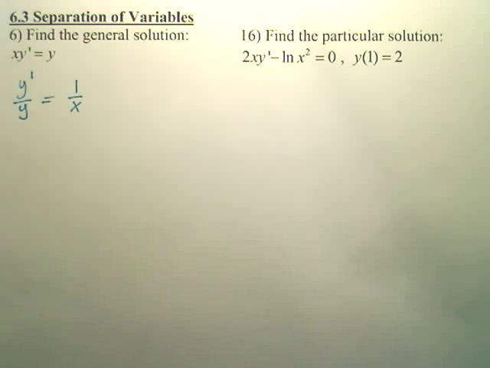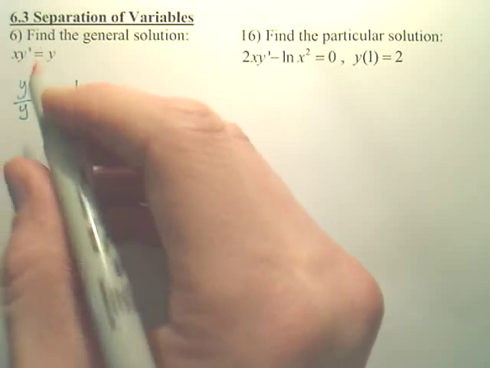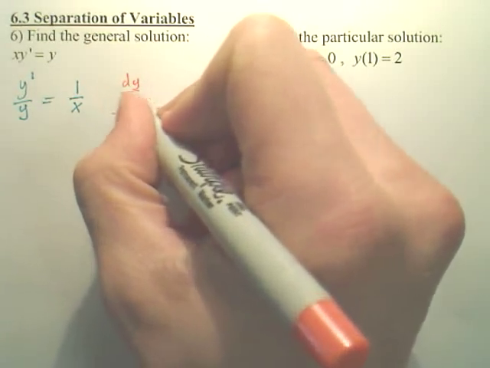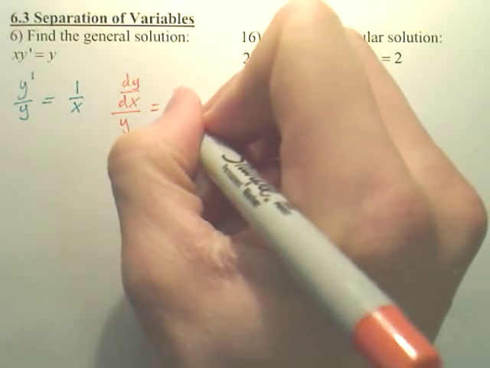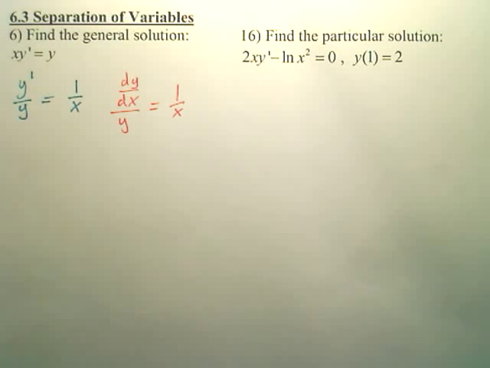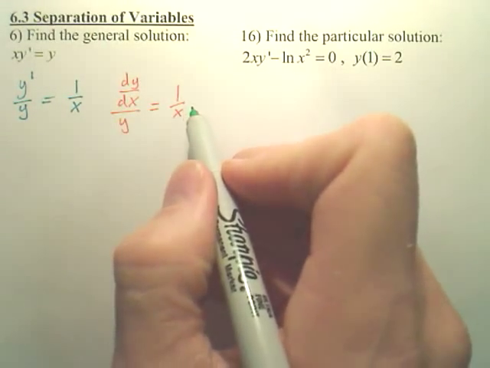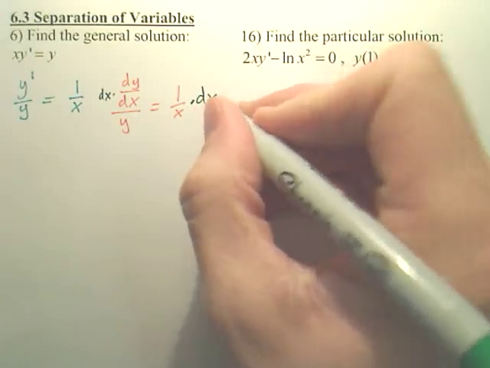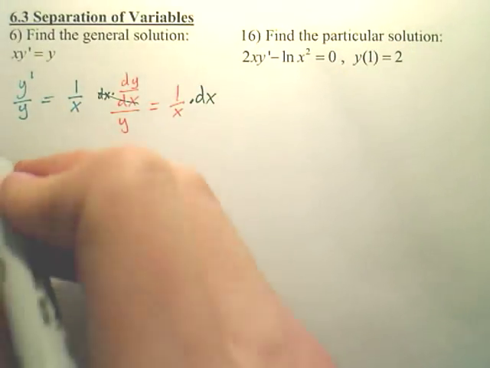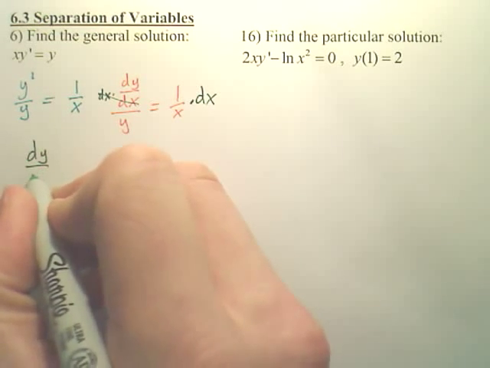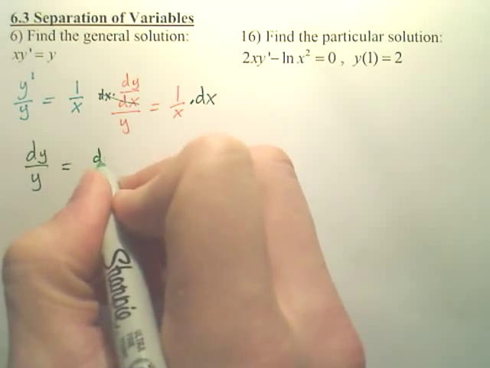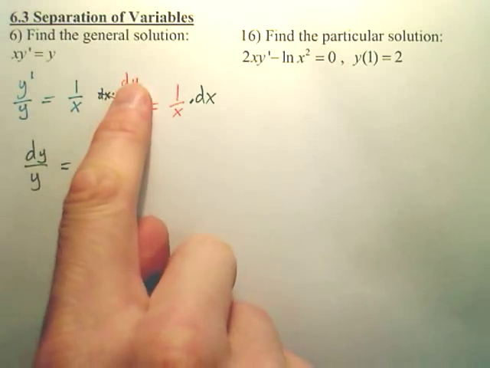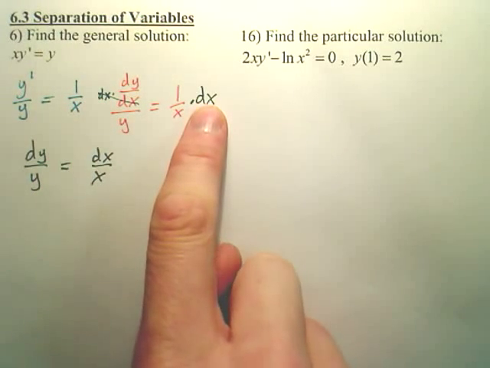Next, I now need to change y prime to dy dx. So I'm going to rewrite this as dy dx over y equals 1 over x. Can I multiply the dx over? And I now have dy over y equals dx over x. So I change y prime to dy dx, then I multiply the dx over.